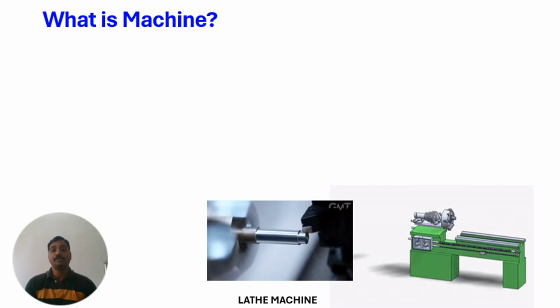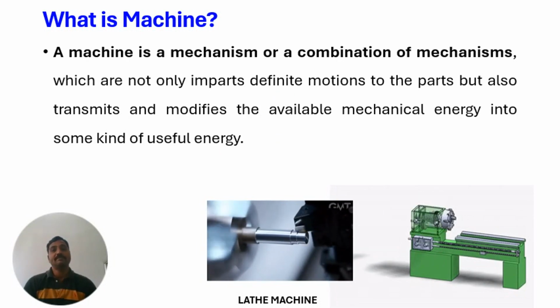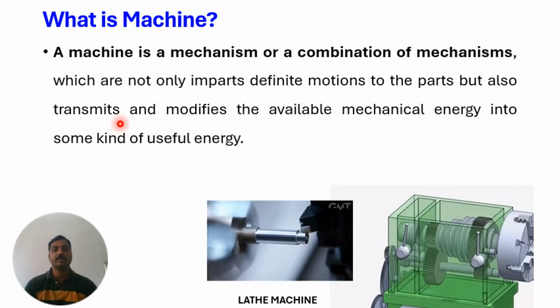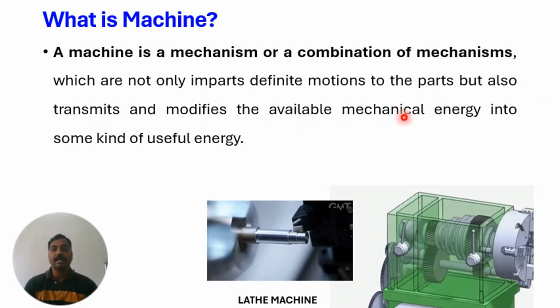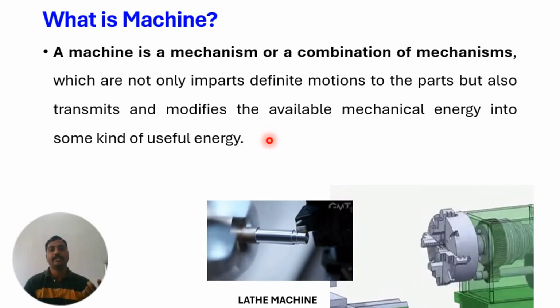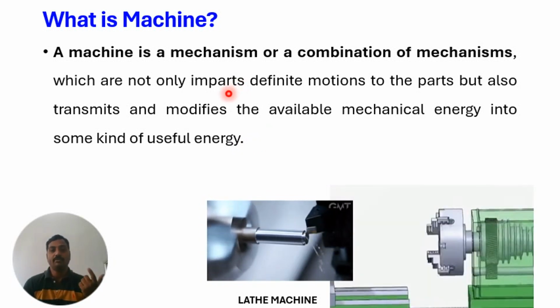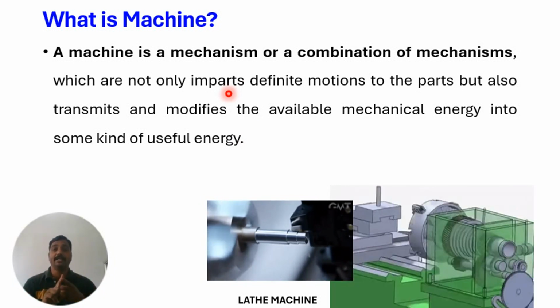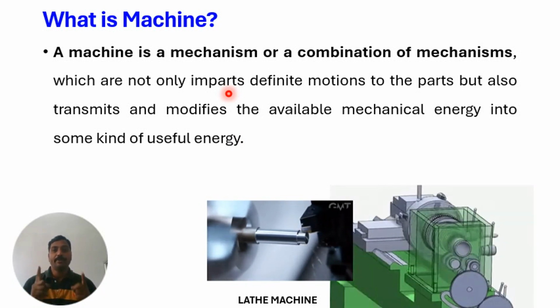So what is a machine? A machine is a mechanism, or a combination of mechanisms, which not only imparts definite motion to the parts, but also transmits and modifies the available mechanical energy into some kind of useful work. We have already seen that a mechanism creates a definite relative motion between two links or combined links, so that it is predicted.